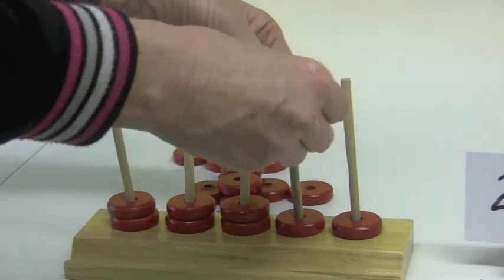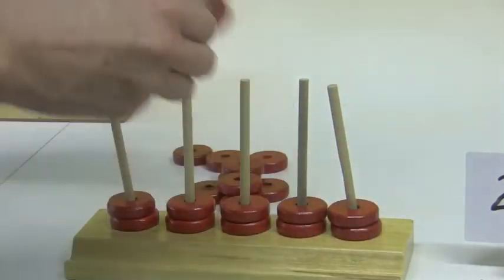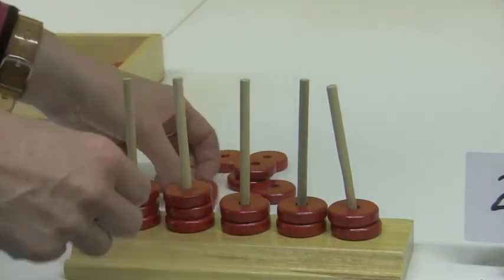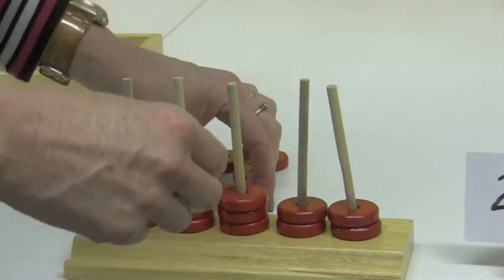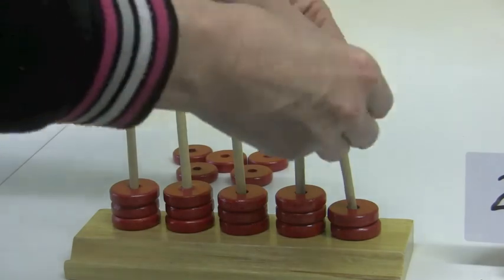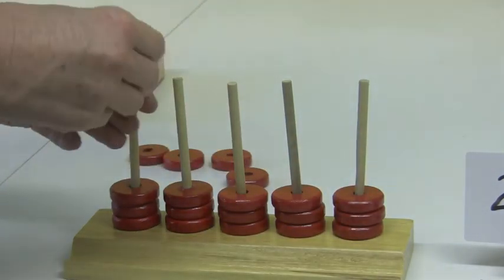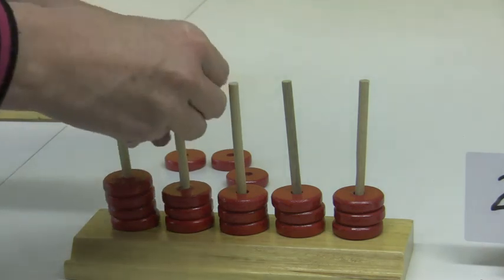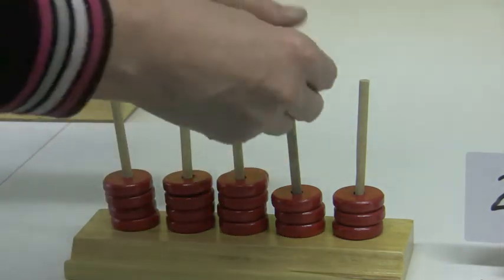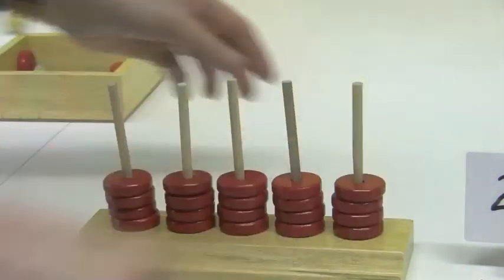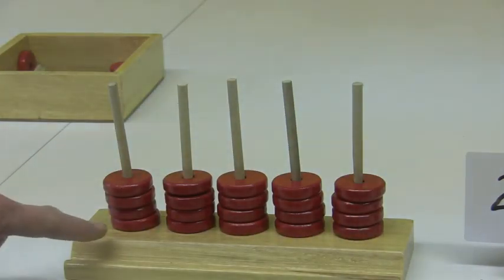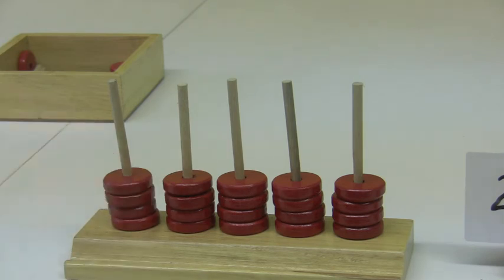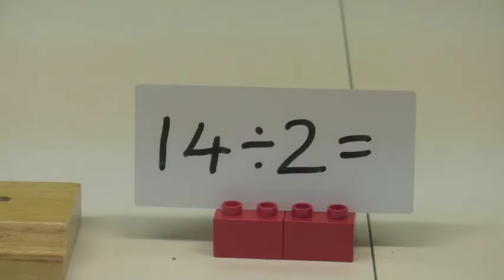Now when we counted on our fingers, we got 4. The answer was 4. So we should have 4 counters on each stick. Let's see. Nearly there. One, 2, 3, 4. 20 divided by 5 is 4. 20 counters shared between 5 sticks is 4. Let's try the next one.